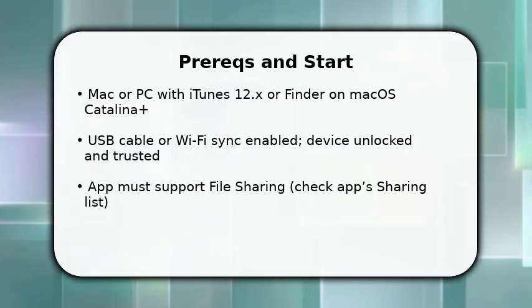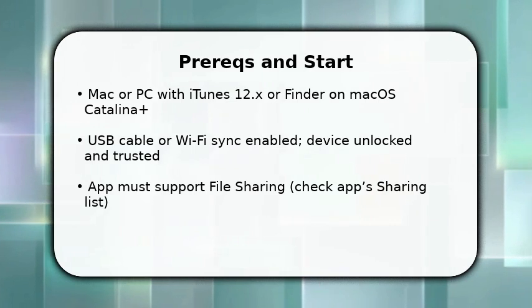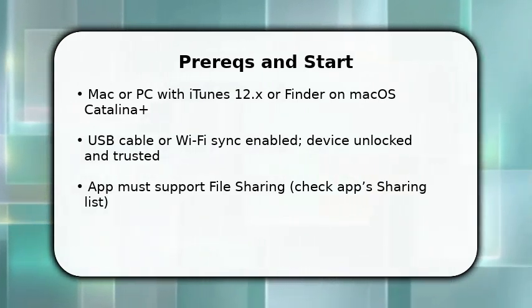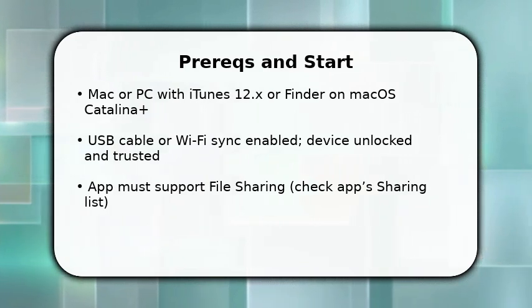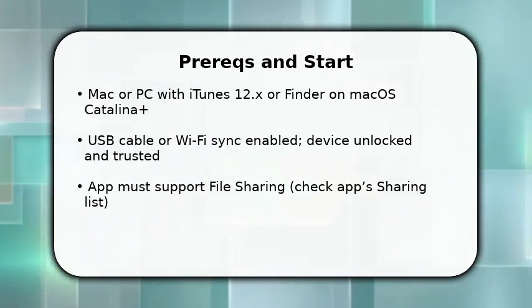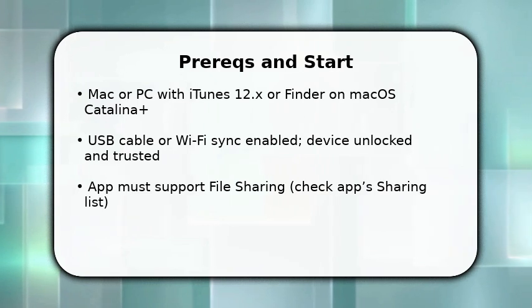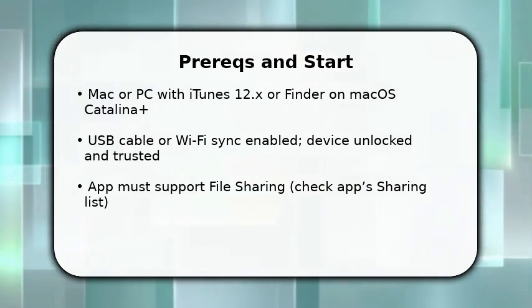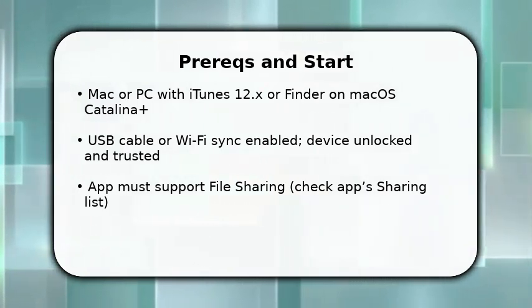You'll need iTunes or Finder, an unlocked device, and an app that supports file sharing. Plug in or enable Wi-Fi sync. Open iTunes or Finder on Catalina and later, and select your device in the sidebar. Once selected, click Apps, then scroll to the File Sharing section to see eligible apps.